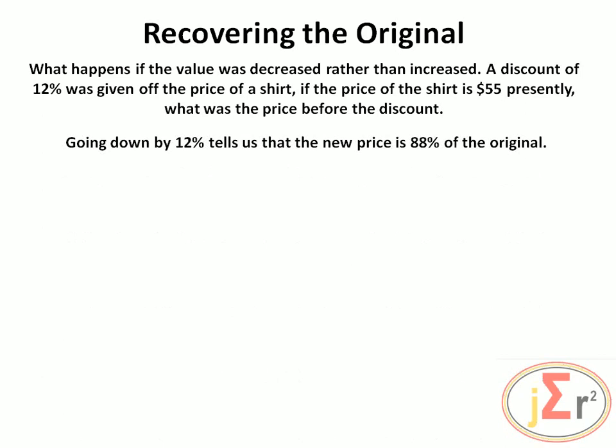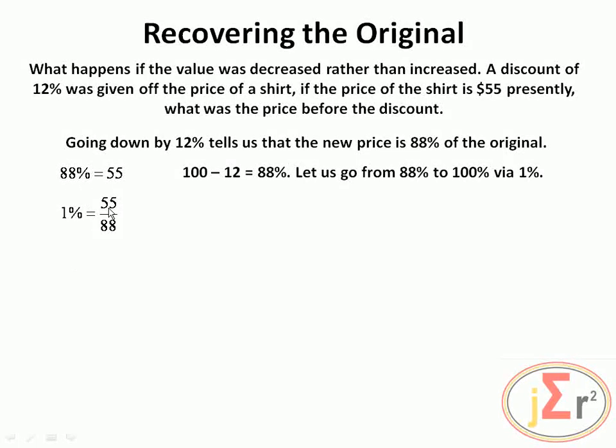So, going down by 12% tells us that the new price is 88% of the original. So, we're going to find 1%. Let us go from 88% to 100% via 1%. So, we're going to find 1% first. If 88% is 55, then 1% is 55 divided by 88. And that is our expression for 1%.